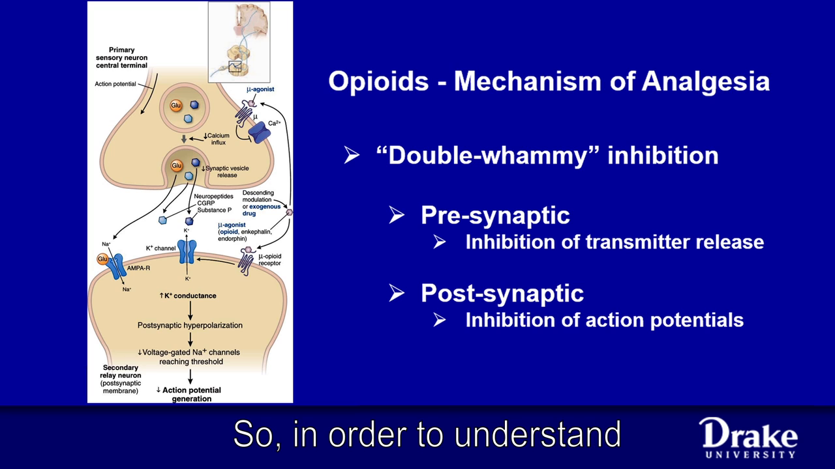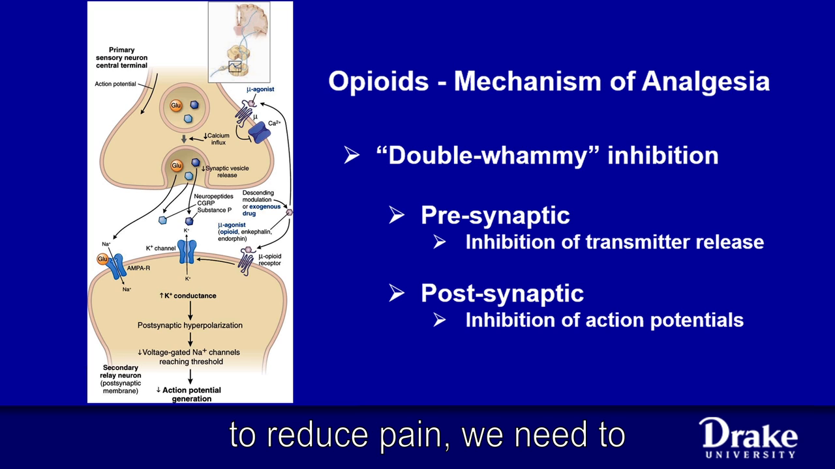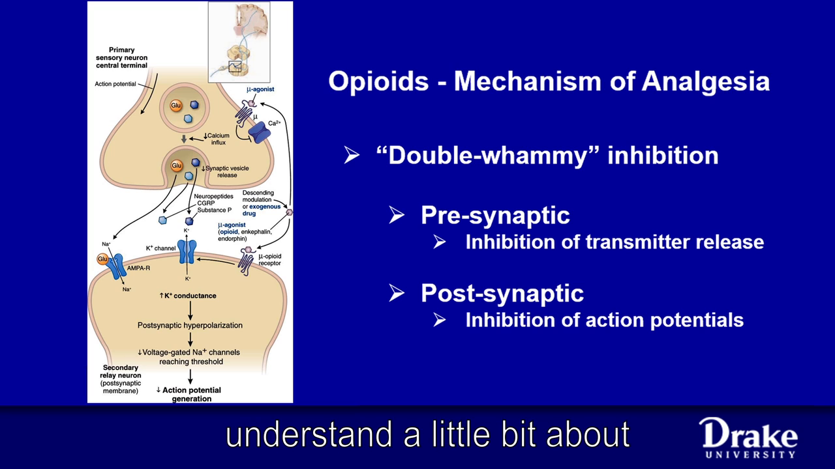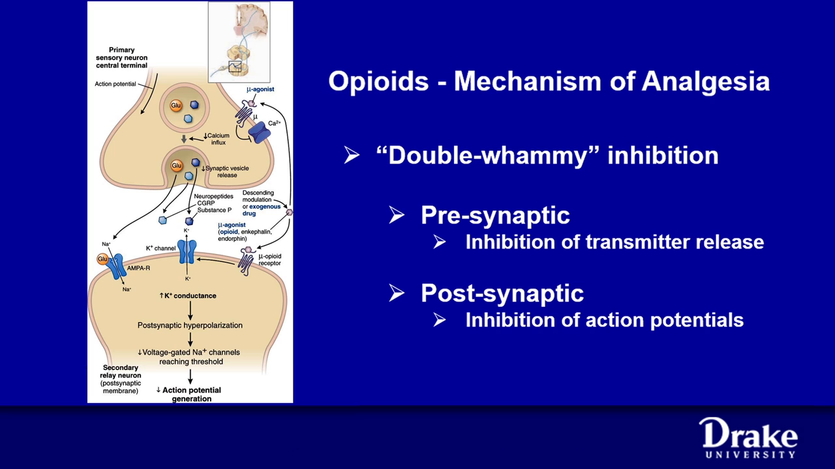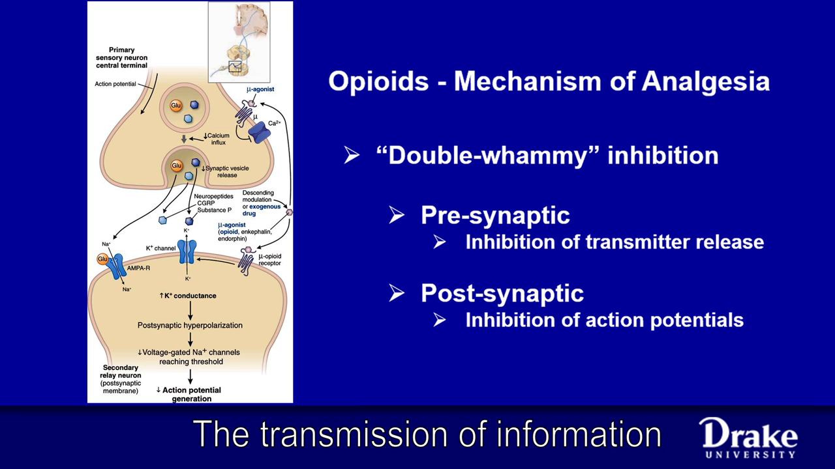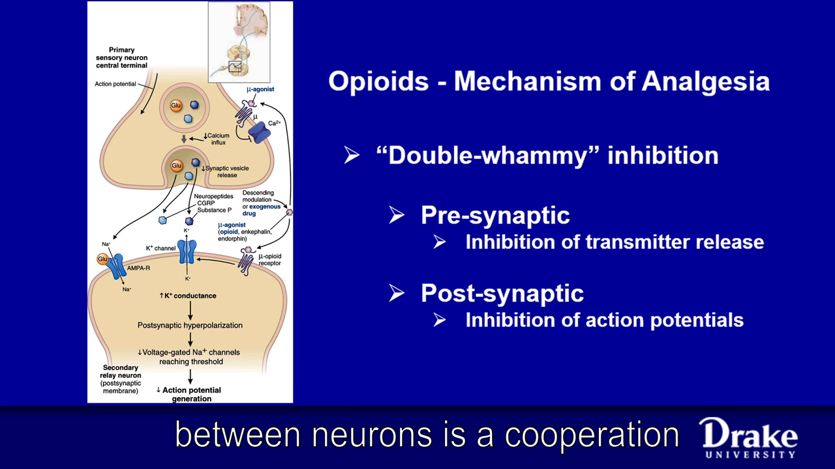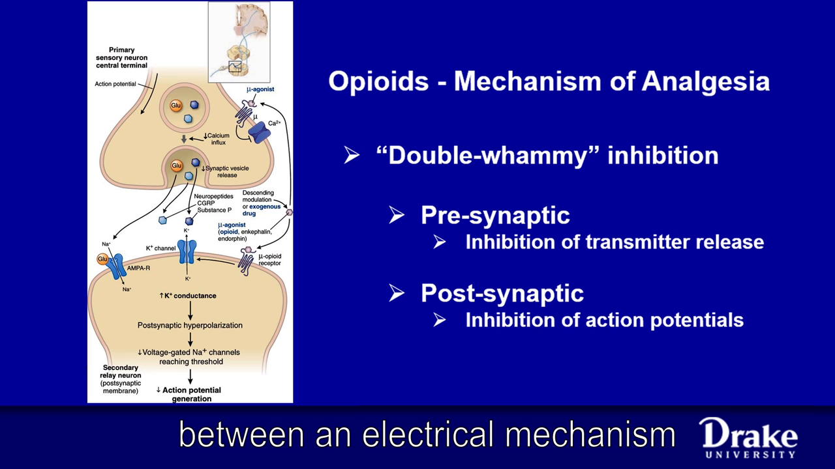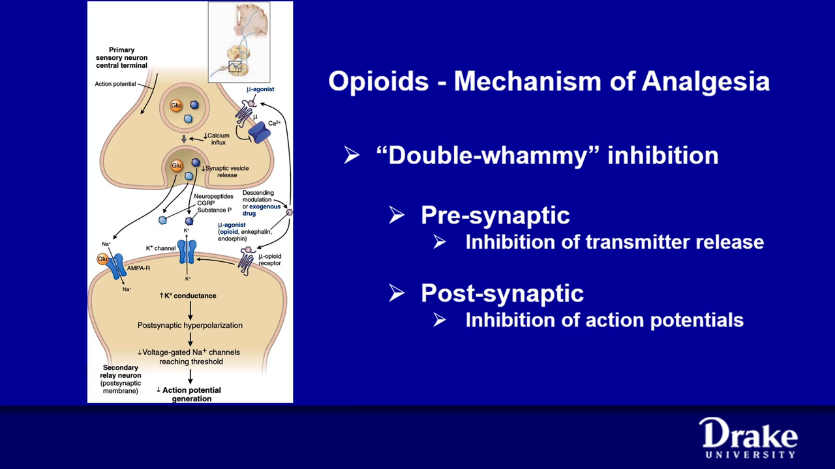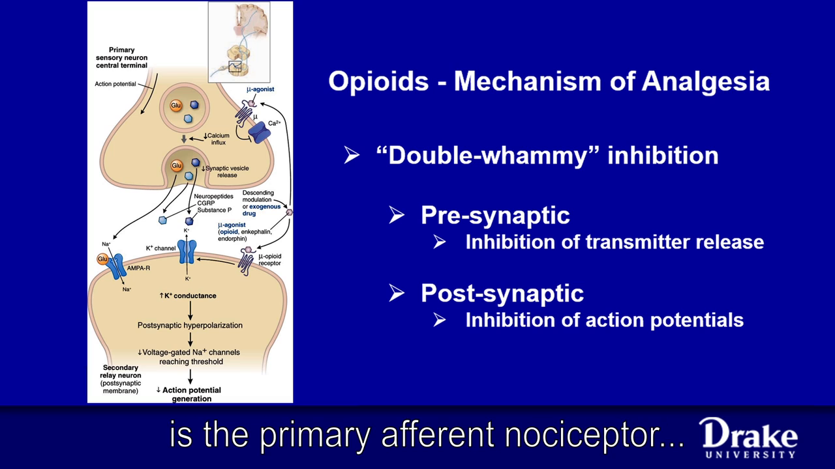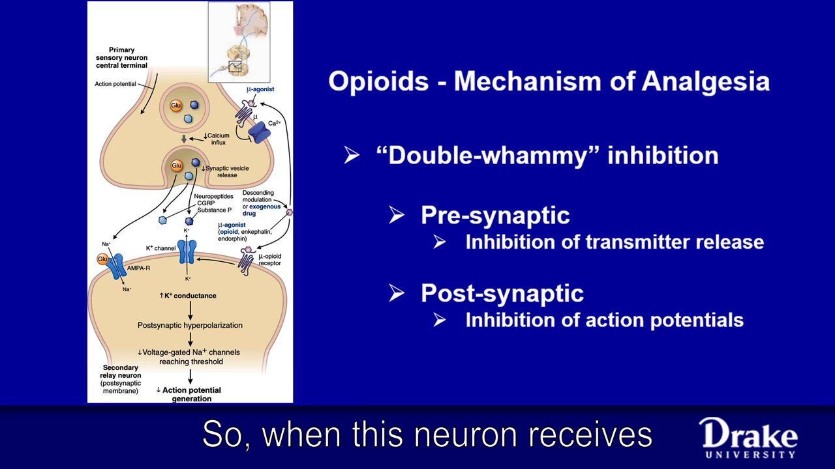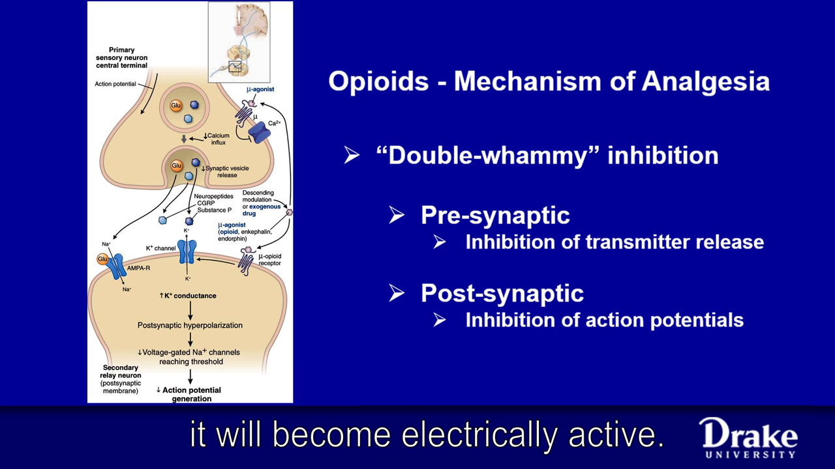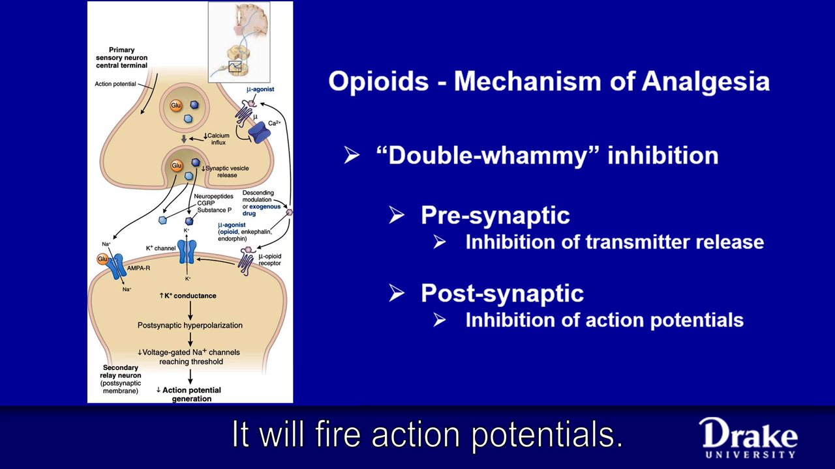So in order to understand how the opioids are able to reduce pain, we need to understand a little bit about neural transmission. Neural transmission, the transmission of information between neurons, is a cooperation between an electrical mechanism and a chemical mechanism, an electrical signal and a chemical signal. Here is the primary afferent nociceptor. When this neuron receives some painful stimulus, it will become electrically active. It will fire action potentials.